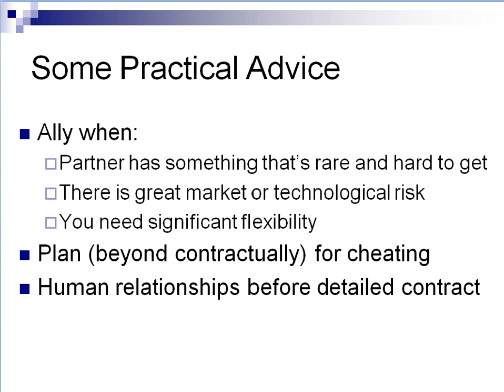There is great market or technological risk that you alone could not bear, and you need flexibility. When approaching the deal, you need to plan beyond contractually for cheating, which is to say you need to really properly assess the talents and skills of the people engaged, and to form arrangements and agreements with people who will be there. Obviously, forming a relationship with a key individual who then walks out the door leaves you in a very risky position. So all of it comes down to human relationships, long-term relationships.